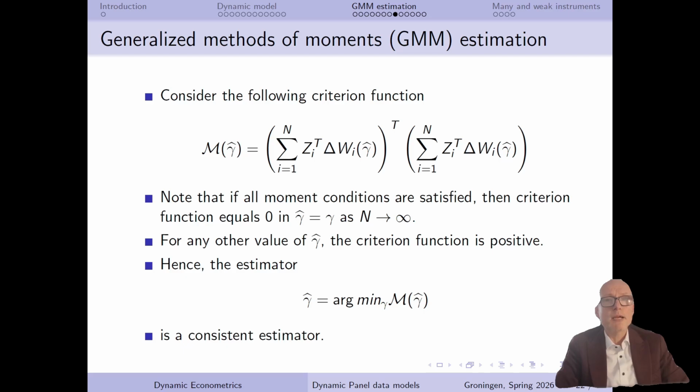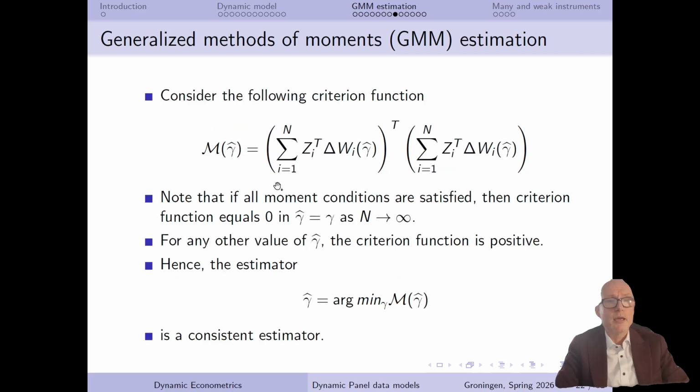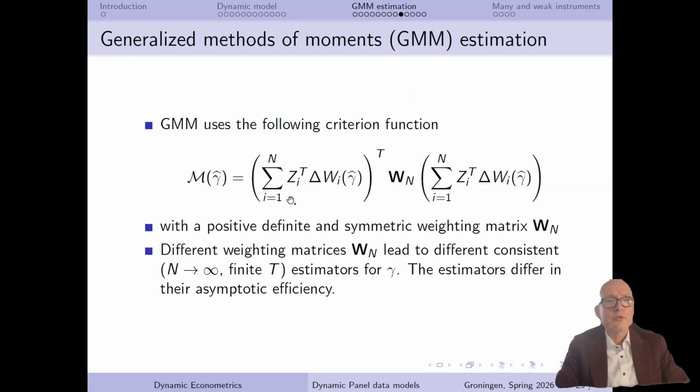Well, that's the whole idea behind GMM estimation, but we should take into account that GMM estimation doesn't try to minimize this criterion function, but it uses a little bit of a different criterion function instead. Instead of just using the inner product as we had here at the previous slide, again, we are going to have our vector. We are going to transpose that vector, but we are going to multiply it then by a, say, symmetric weighting matrix.